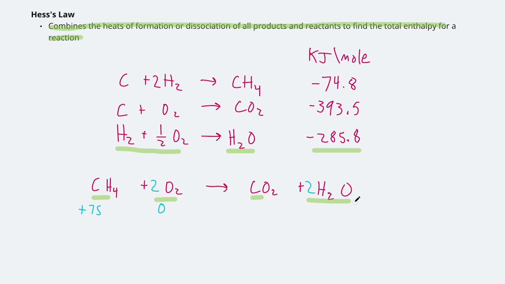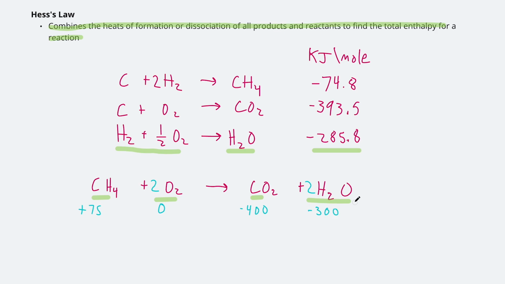Now for the products. The products are the bonds that are forming, so now we want to use the heat of formation for these. We're going to use the values that are given to us, and we're not going to change the sign. So CO2 is negative 393.5. I'm going to round that to negative 400. Next, for H2O, the heat of formation is negative 285. I'm going to round that to negative 300.